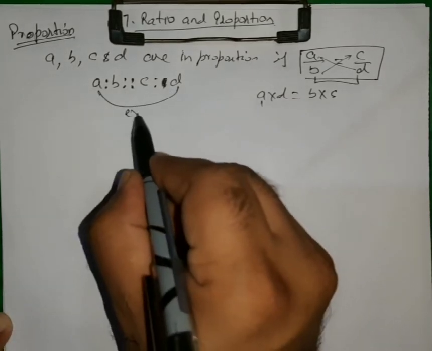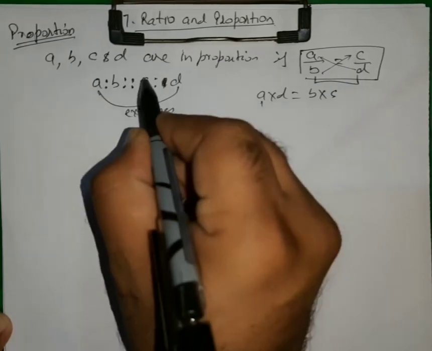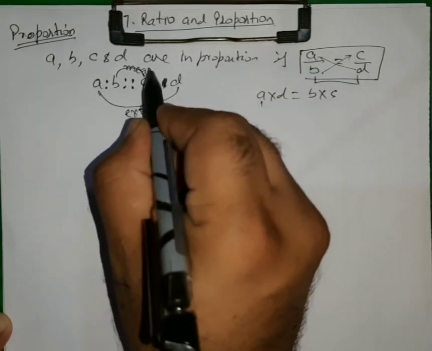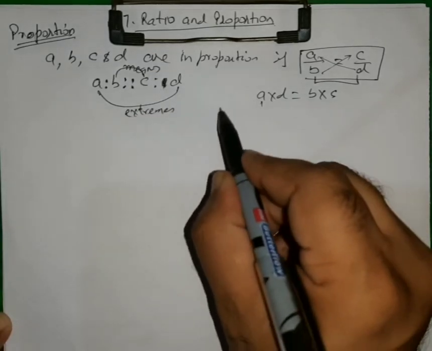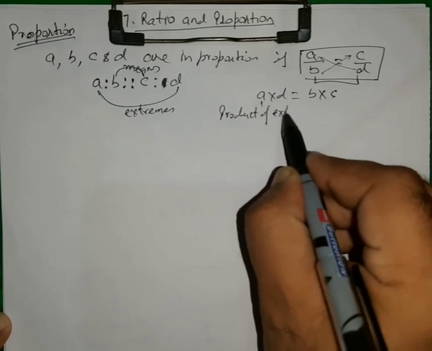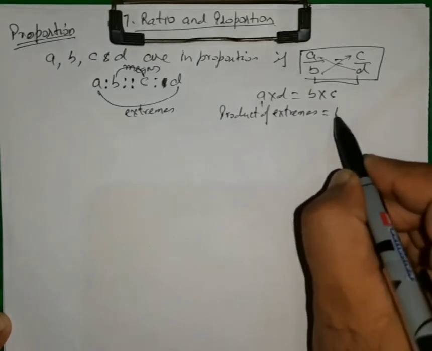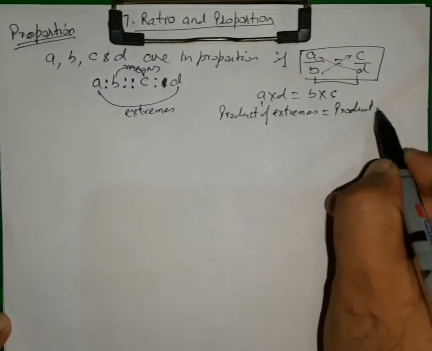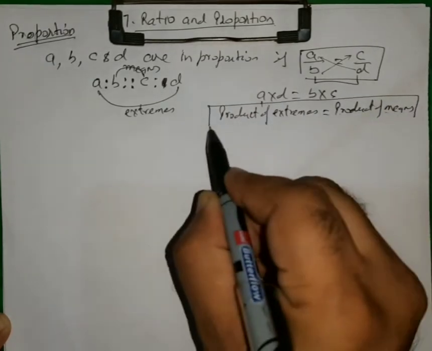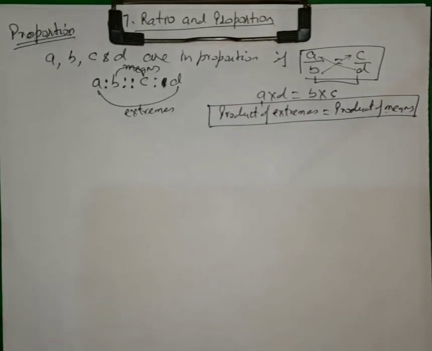And these two are in between. So these are called the means. Then we say that the product of extremes is equal to the product of means. So this is the relation that we have done in our 9th class.